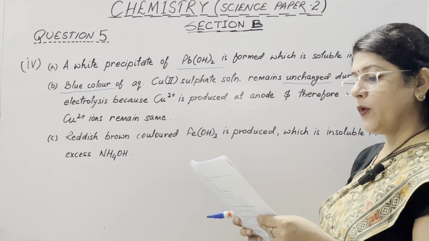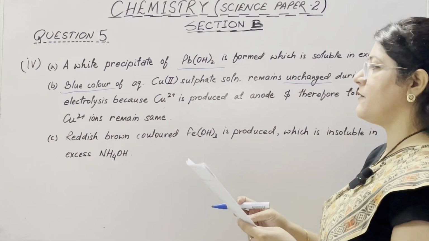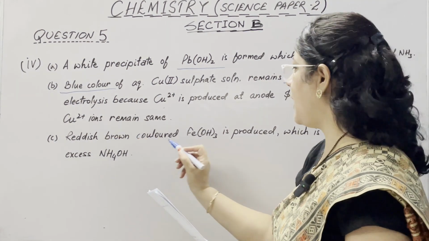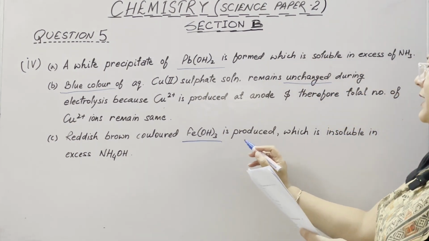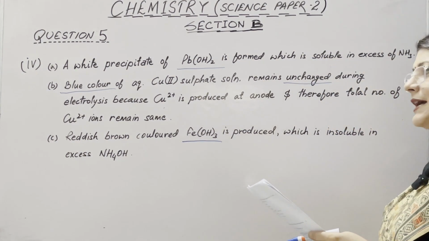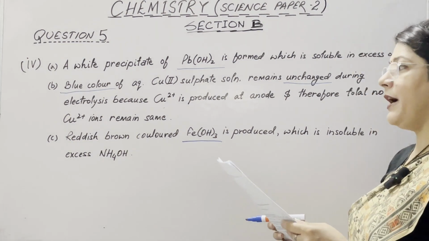In C part, ammonium hydroxide is added to ferrous sulfate solution. Reddish brown colored Fe(OH)3, iron hydroxide, is produced, which is insoluble in excess of ammonium hydroxide.